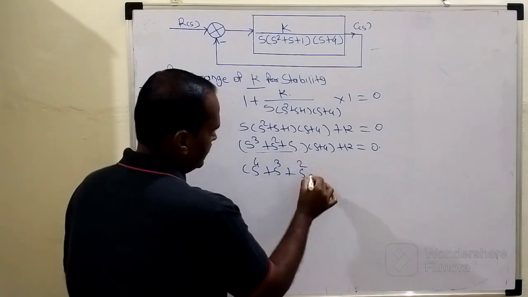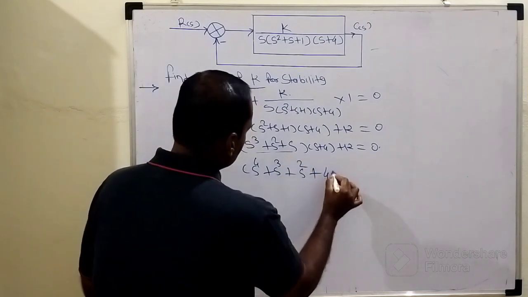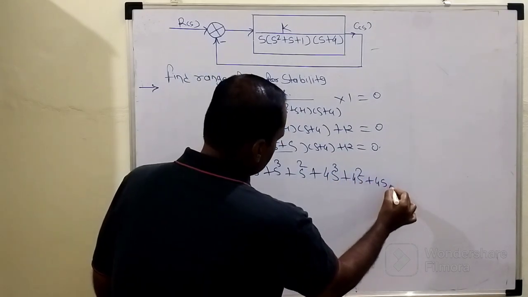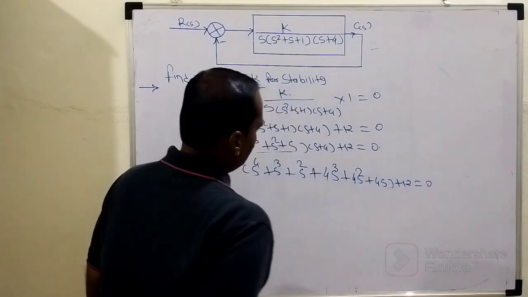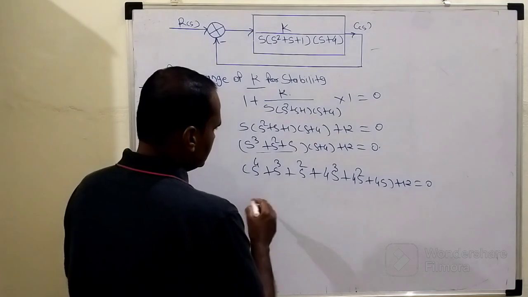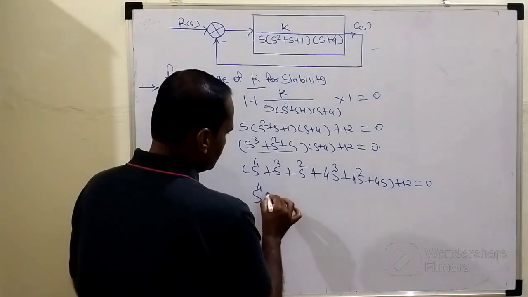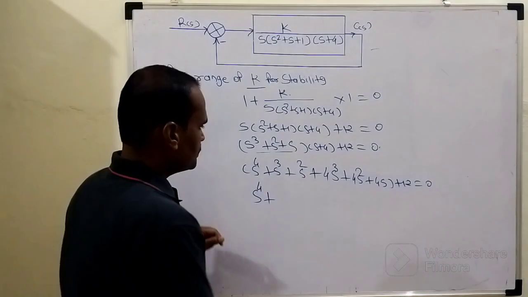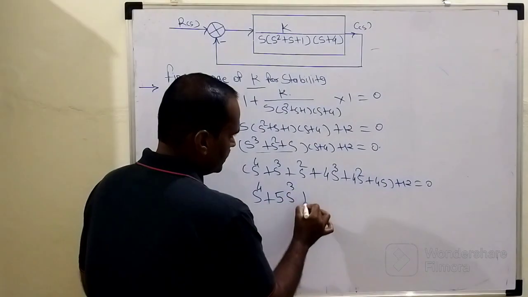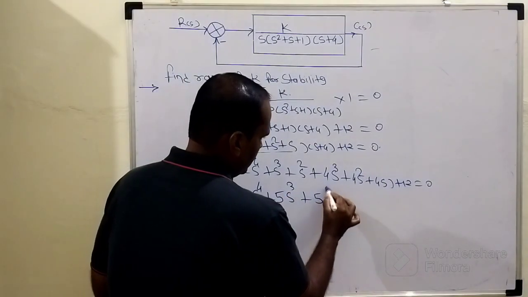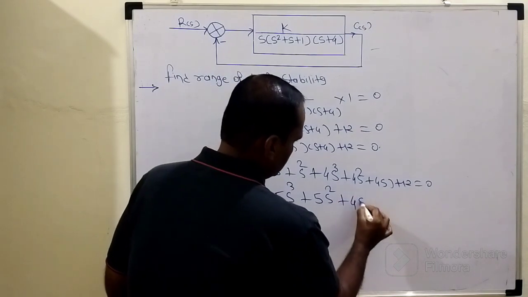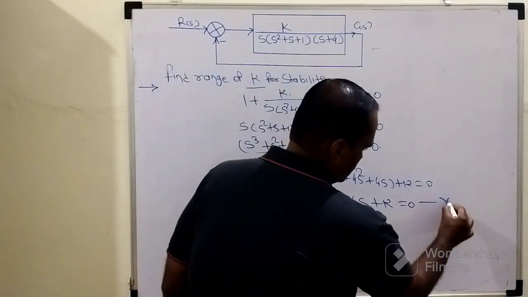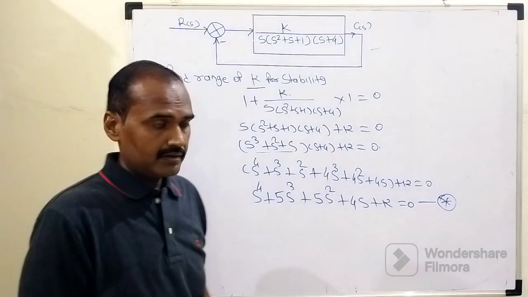plus s square. Then plus, now it's time to multiply this 4, so it will become 4 s raised to 3 plus 4s square plus 4s, plus the remaining term, what? k equals 0. Then when we rearrange these terms in descending order, s raised to 4, then how many terms do we have belonging to s raised to 3? s raised to 3 plus 4s raised to 3 becomes 5s raised to 3, then 4 plus 1, 5s square, now plus 4s plus k equals 0. So now this whole term can be called the characteristic equation, right?